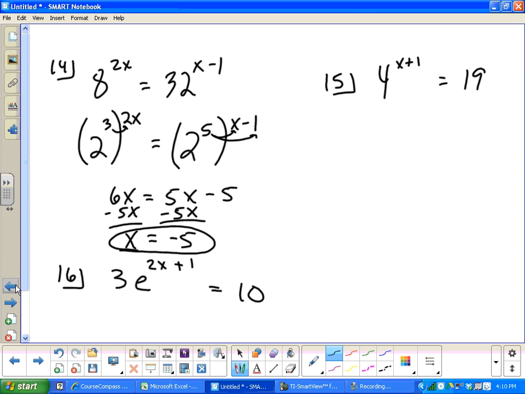Now, let's look at 15. In 15, there's no way we're going to write 19 with a base of 4 or a base of 2. So 15 and on out here, 15 and 16, what we need is natural logs. If I can't write with a common base, first thing we'll try to do is isolate that base, and that is already isolated there. So now the next thing, we'll take a logarithm on both sides, and we'll use a natural log.